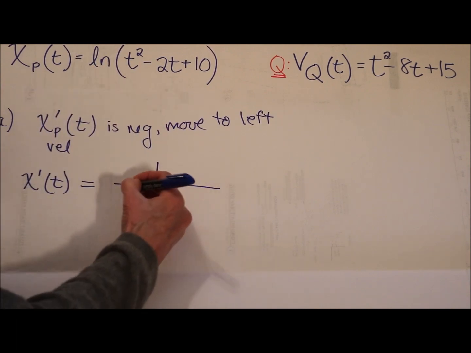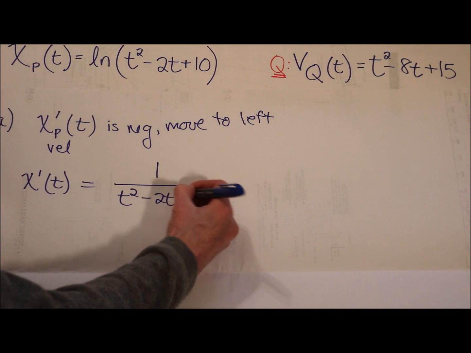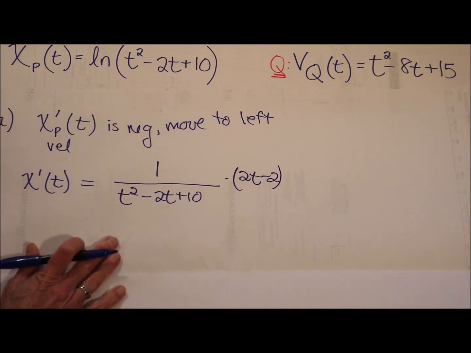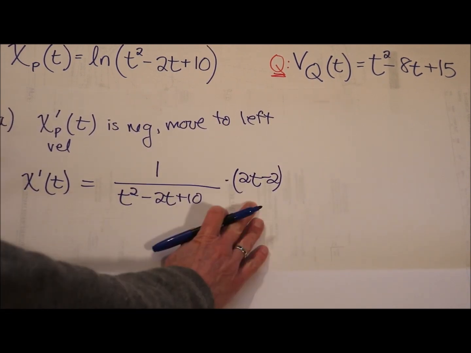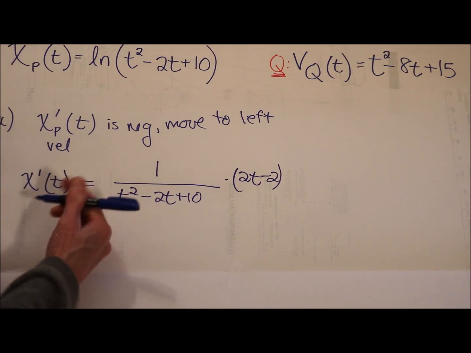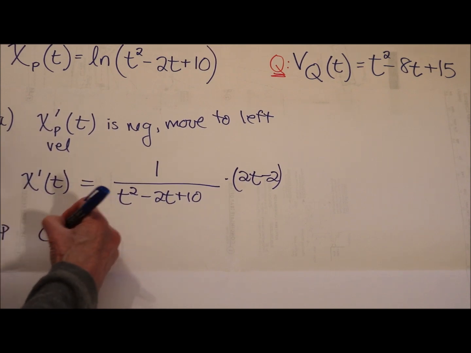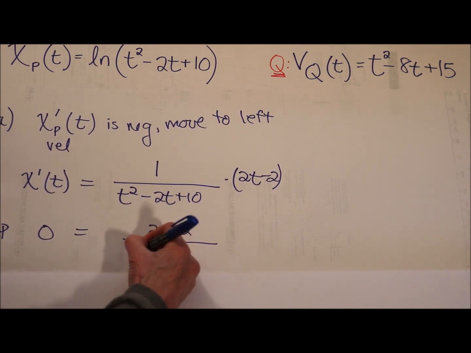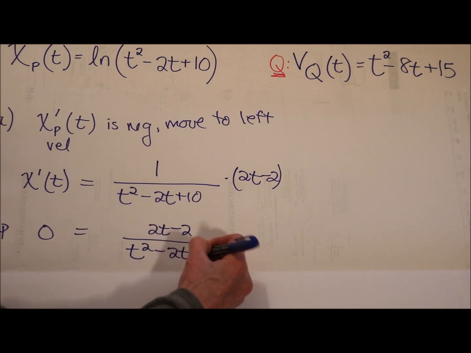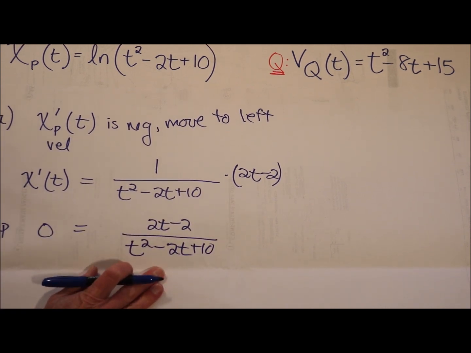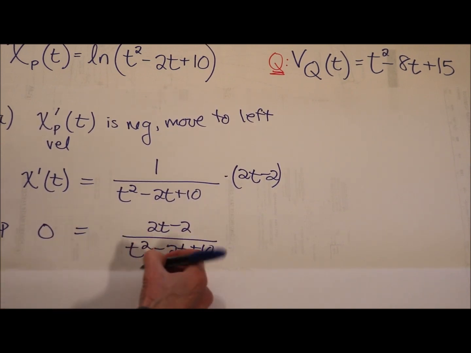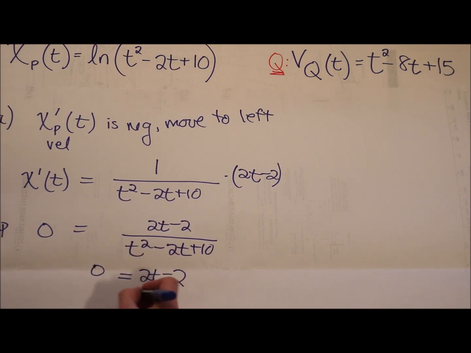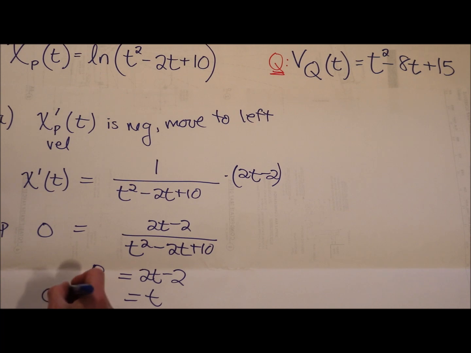Derivative of natural log is 1 over that thing times the derivative of that thing. Chain rule. There's my velocity, the derivative of the position. I'm going to find a critical point. Critical points happen when your derivative is 0 or undefined. If you want, you can cross multiply, or just imagine this fraction is going to equal 0 when the numerator is 0. That's going to happen at time equals 1. So that is your critical point.